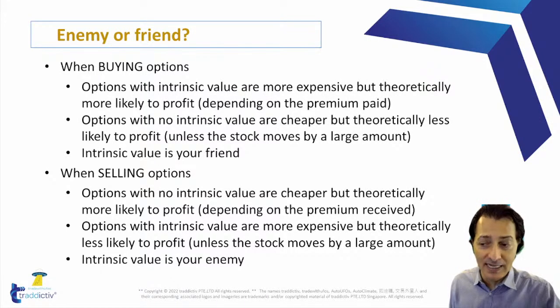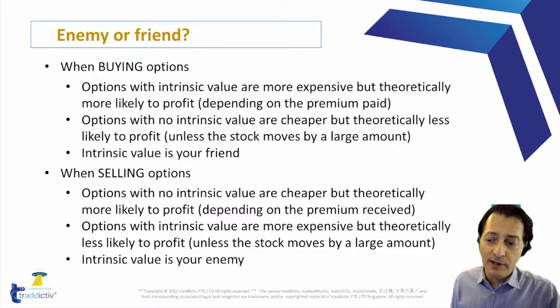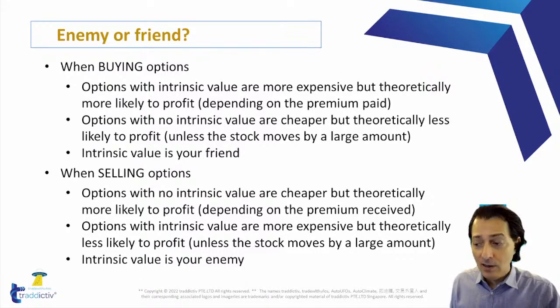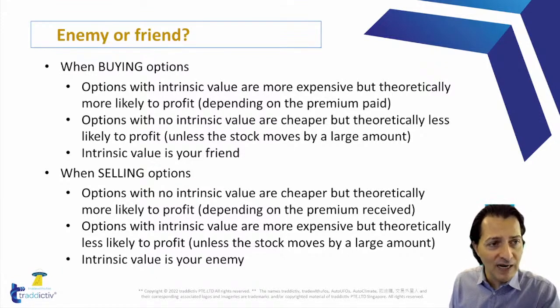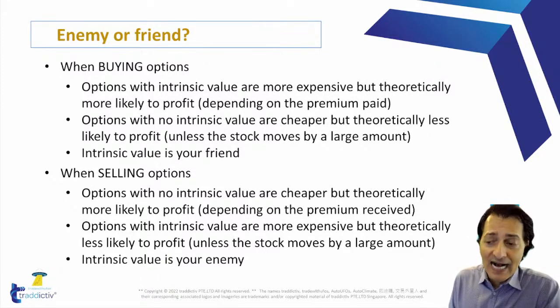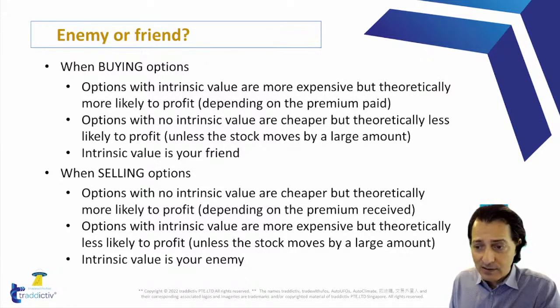And that means that now it's getting intrinsic value. So again, the cheaper they are when selling options, the more likely you will profit when you sell them. Because when you sell options that have no intrinsic value, you are basically selling extrinsic value, and extrinsic value decays, meaning that it will become zero.